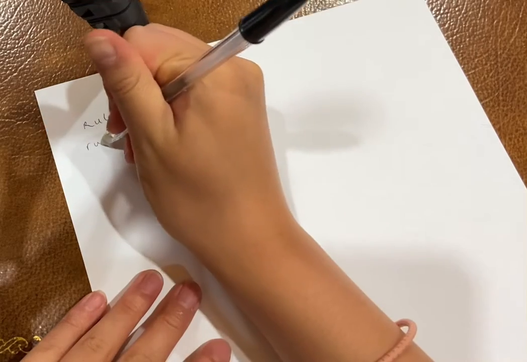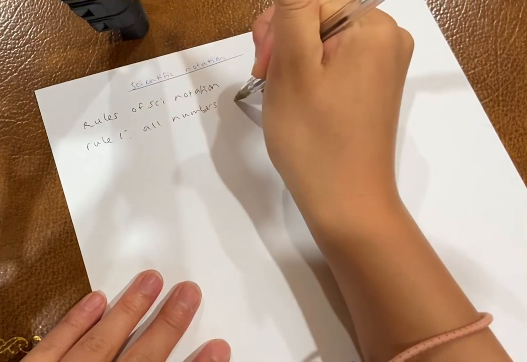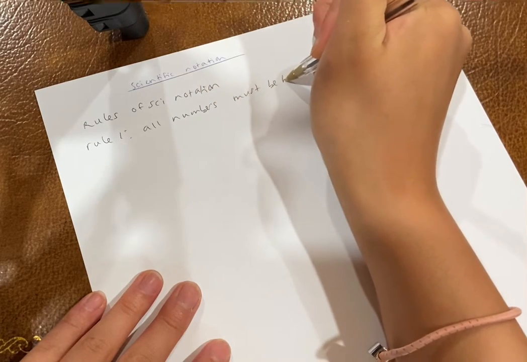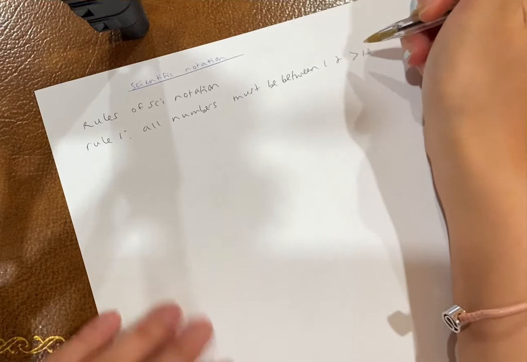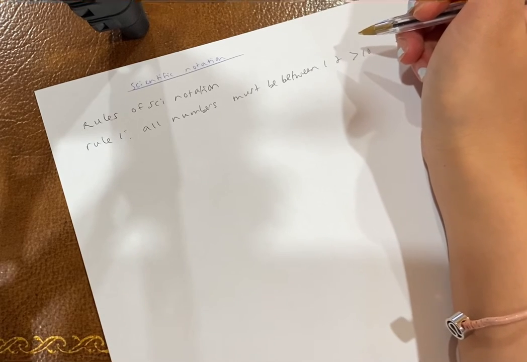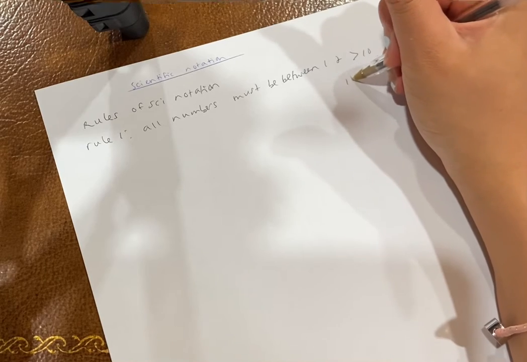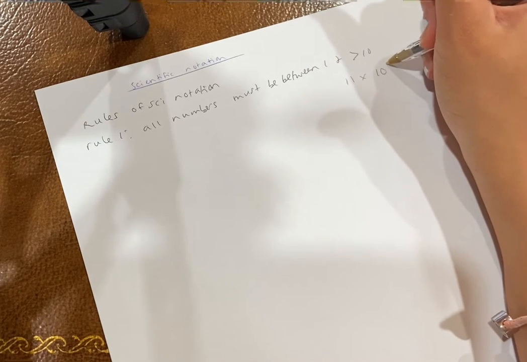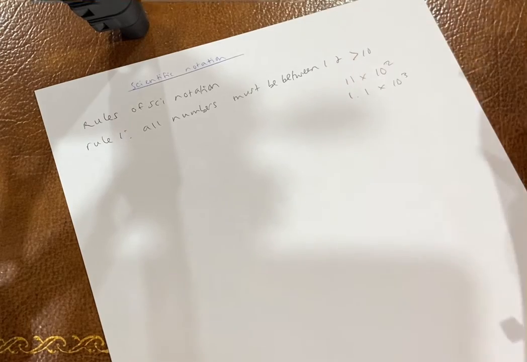And rule number 1 is that all numbers must be between 1 and less than 10. So you can't have something with double digits. You wouldn't have something like 11 times 10 to the second. Instead, you would have 1.1 times 10 to the third.